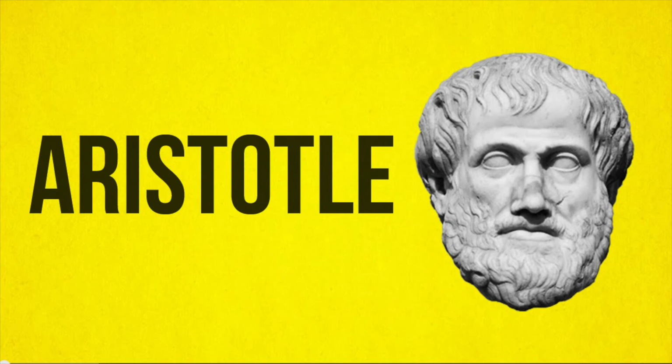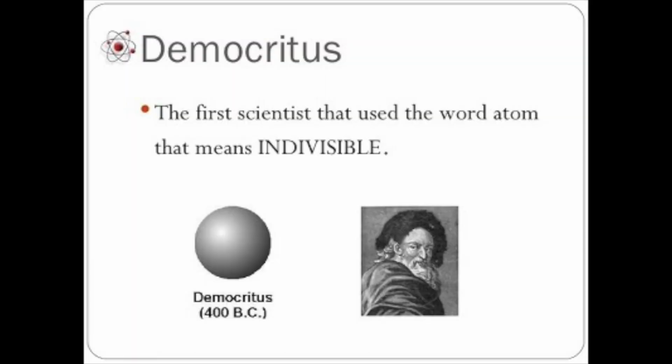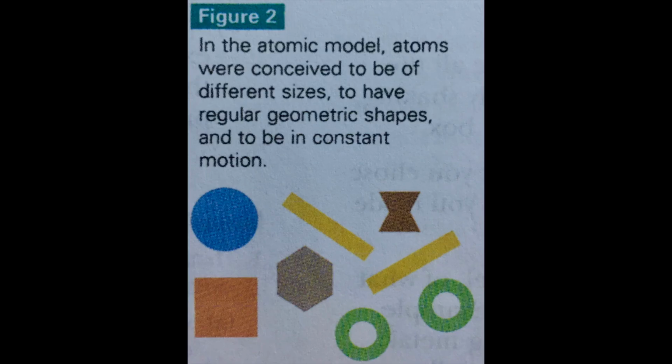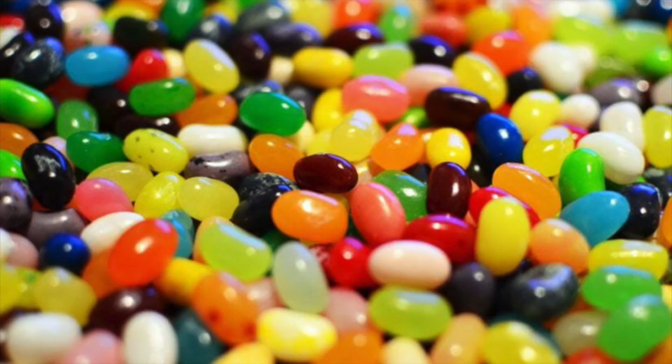About 400 BC, another Greek, Democritus, suggested that matter was made of tiny particles that could not be broken down further, Figure 2. In the atomic model, atoms were conceived to be of different sizes, to have regular geometric shapes, and to be in constant motion. He called the particles atoms after the Greek word atomos, which means indivisible. Thus, different elements were composed of different kinds of atoms, a revolutionary concept at the time.